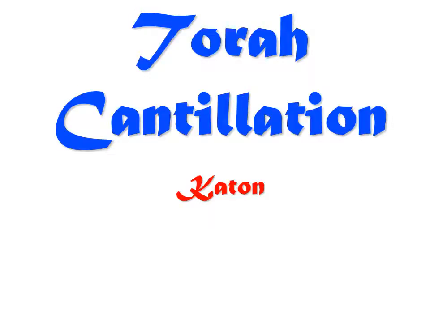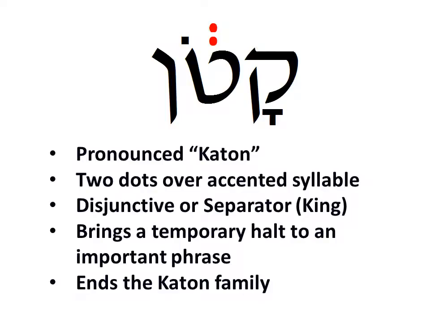We are looking now at the Katon family in Torah cantillation, or trope. The Katon family ends with this trope that you see on the screen called Katon. Some people also call it Zakef Katon. It looks like two dots on top of the accented syllable. It is a separator, a disjunctive trope, so it ends a phrase, and it also ends the Katon family.